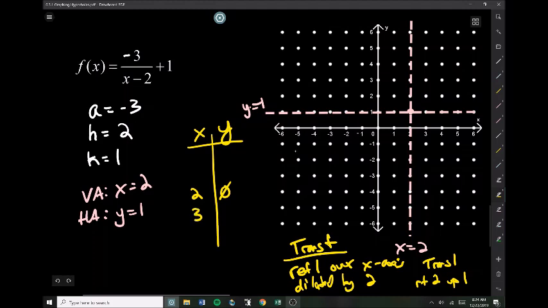So if I plug in 3, -3 divided by 1 is -3, plus 1 is -2. So I have the point (3, -2). If I plug in 4, 4 minus 2 is 2. I'm plugging 4 in for this. 4 minus 2 is 2. -3 divided by 2 is -1.5. -1.5 plus 1 is -0.5. Let's plug in 5 for good measure. 5 minus 2 is 3. -3 divided by 3 is -1. -1 plus 1 is 0. And it's going to just keep getting closer like this.